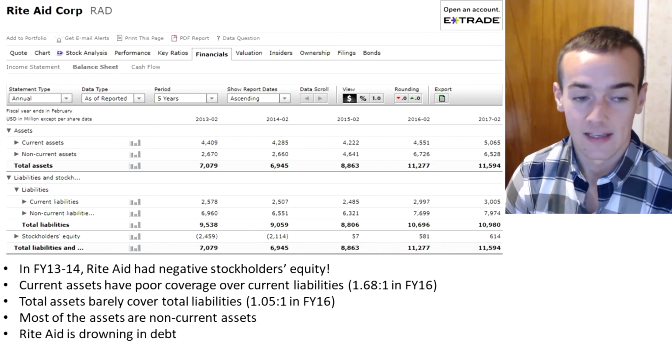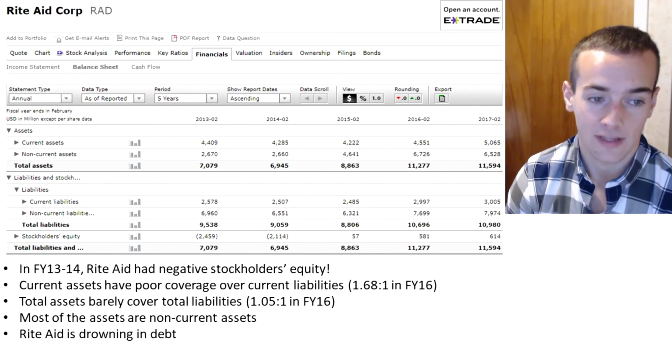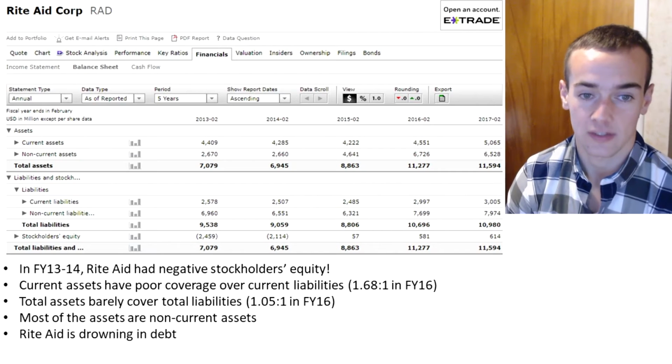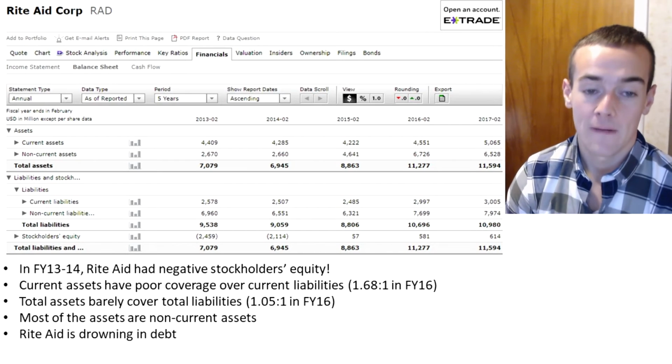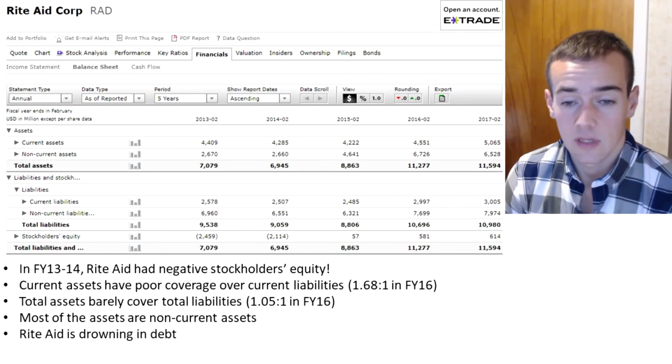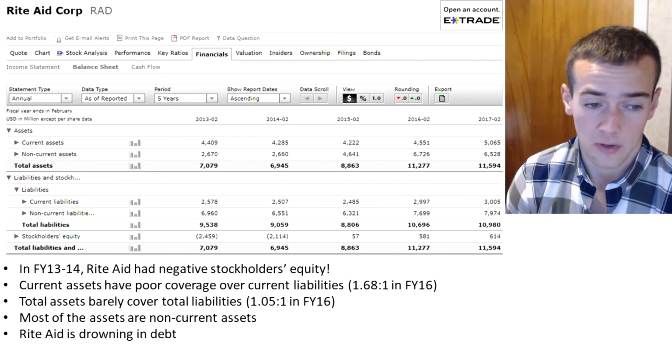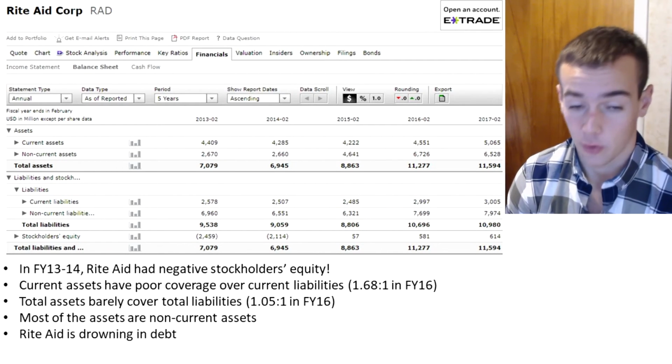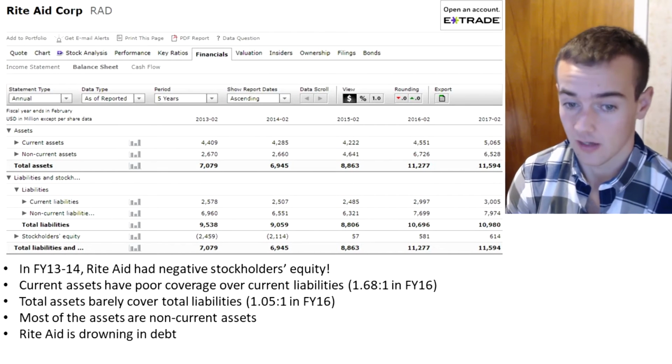So now we're going to take a look at a balance sheet that is not so good. This is Rite Aid. First of all, the major red flag: if you look at stockholders' equity, back in 2013 and 2014, Rite Aid had negative stockholders' equity, which is something you never want to see. That means that their liabilities exceeded their assets. So then let's take a look at the current fiscal year and get an idea of whether or not their current assets are covering their current liabilities.